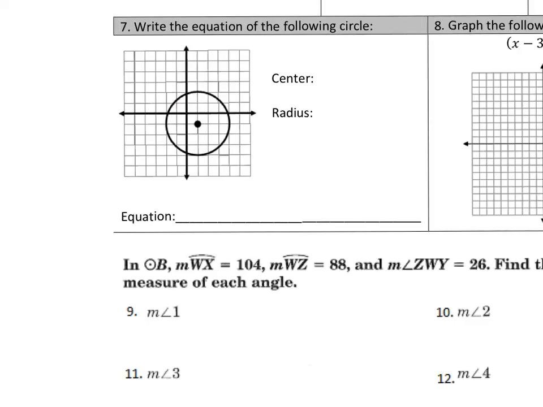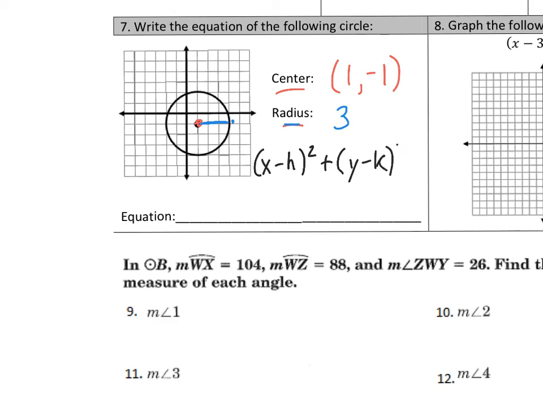So this next problem, now we need the equation of this circle. So I need to locate the center and figure out what my radius is. So first thing, the center appears to be at 1, negative 1. As far as the radius, remember that's just the distance from the center to any point on the circle. So from the center to this point on my circle, it looks like it's 3 units. So I know my equation is going to be in that standard form, x minus h squared, y minus k squared, and that's going to equal r squared. So remember, this is your h, this is your k, and obviously my r is 3.